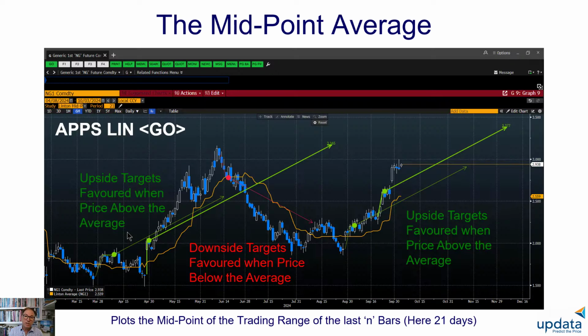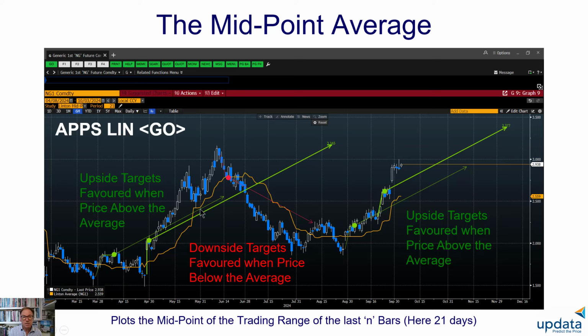So trend definition is also another very important factor. And we're using a simple trend filter here. This is a midpoint average. These are the inspiration for Ichimoku charts or Donchian channels if you've used those before. I feel this is much better than a standard moving average.